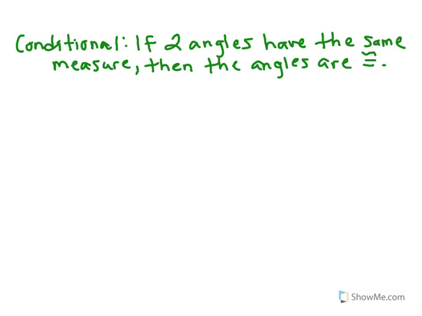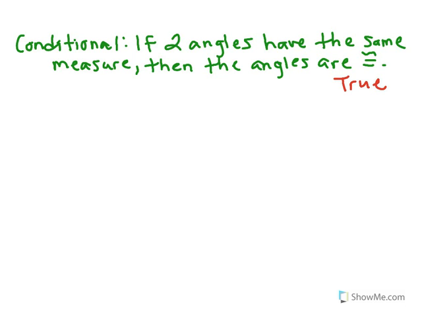Alright, let's take a look at this conditional statement. It says if two angles have the same measure, then the angles are congruent. Before we can do anything, we want to make sure that this is a true statement, because in order to write a biconditional, the conditional and the converse must both be true. Is this a true statement? If two angles have the same measure, then the angles are congruent? You bet. That is a true statement.